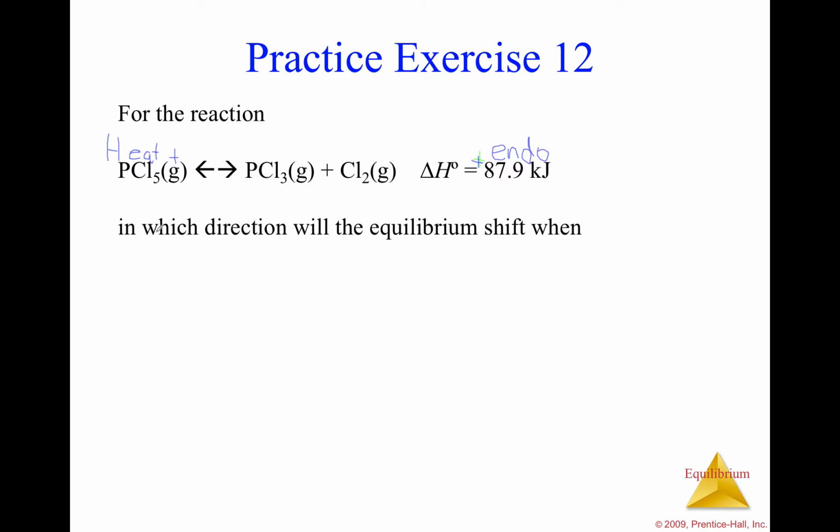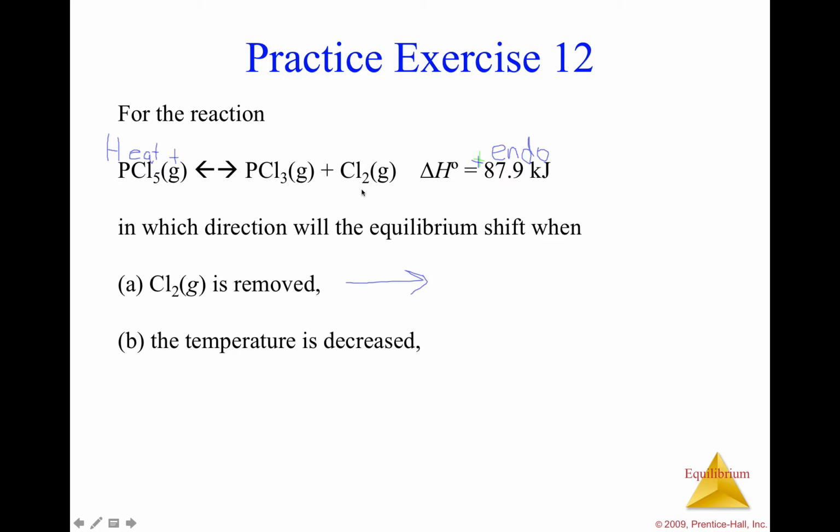And we want to figure out in which direction the equilibrium will shift when A, Cl2 is removed. If I'm removing Cl2, that's a product. I have too few products. How do I make more products? That's right, we're going to shift to the right. By shifting to the right, I'll use up PCl5 and make more PCl3 and Cl2 until equilibrium is reestablished.